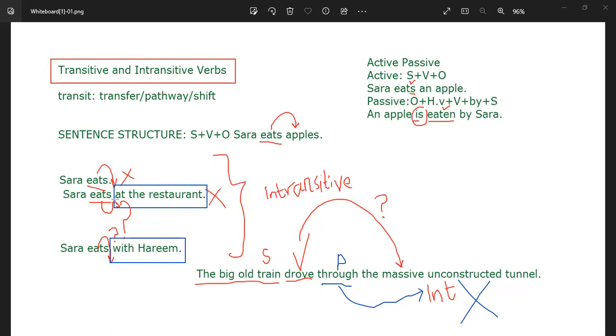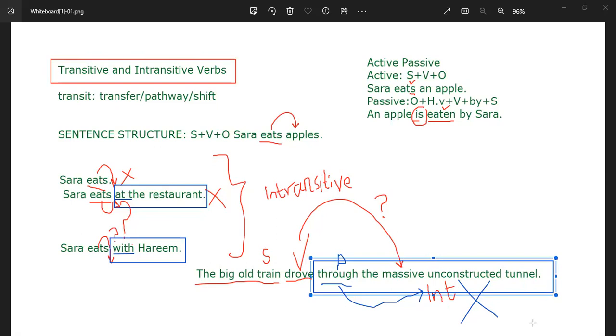Okay? So at and with are prepositions. So either way, whether you say it will have a preposition after it, it's correct. If you say that it will have a prepositional phrase after it, it's correct. However, there are cases when a prepositional phrase comes, like through the massive tunnel over here. Okay, like through the massive tunnel over here, it's a prepositional phrase because through is a preposition.